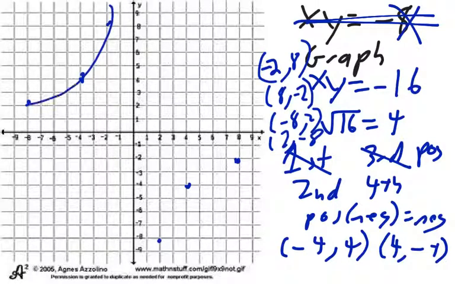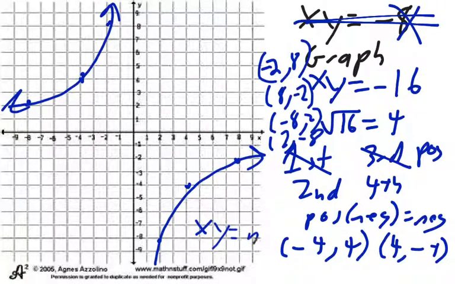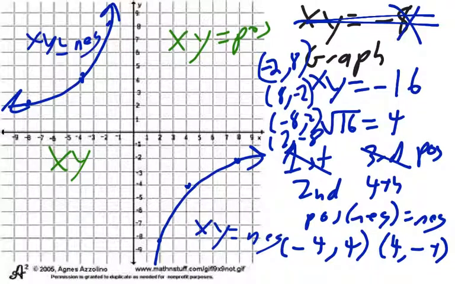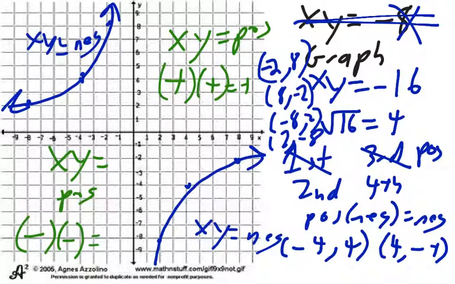So we kind of get a curve in the second quadrant, and a curve in the fourth, and so anytime we have xy equals a negative, we are in those two quadrants. On the other hand, if this was xy equals a positive number, we get a curve in the first and the third, because a positive times a positive equals a positive, and a negative times a negative equals a positive.